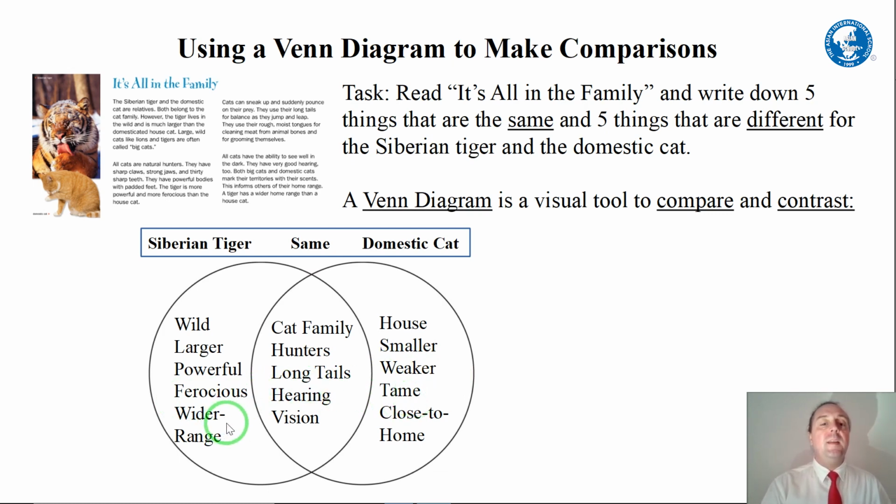And also, when they hunt or go away from home, the Siberian tiger has a much wider range. It will travel a long way looking for food. The domestic cat stays close to home because we provide the food for it. That's what makes it domestic. Okay, so this is a tool that we use to compare and contrast.